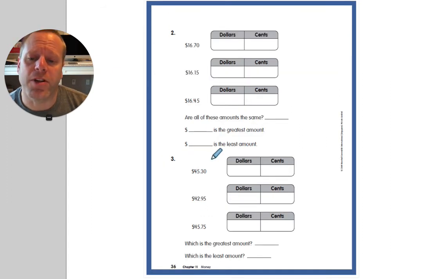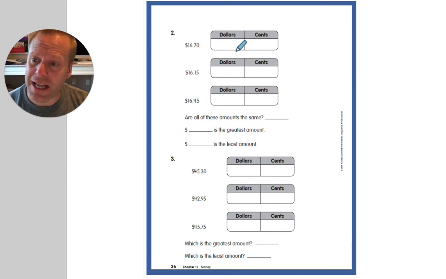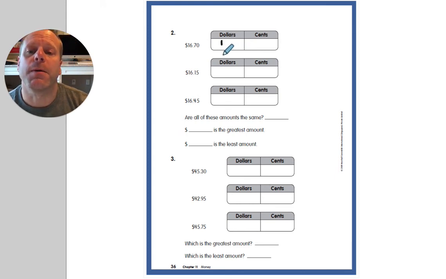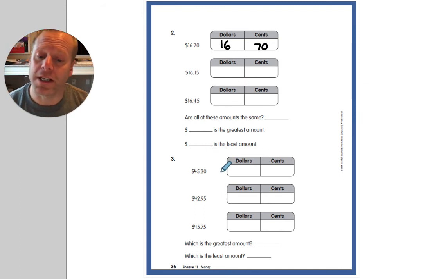Here's another page that you're going to be working on. Here you're going to put the money in these tables just by putting the 16 in the front and the second number in the back, right? And then you're going to look at them and say, are they the same? Which one's the greatest? Which one is the least? Same thing here. Put them in the box. Which one is the greatest? Which one is the least?